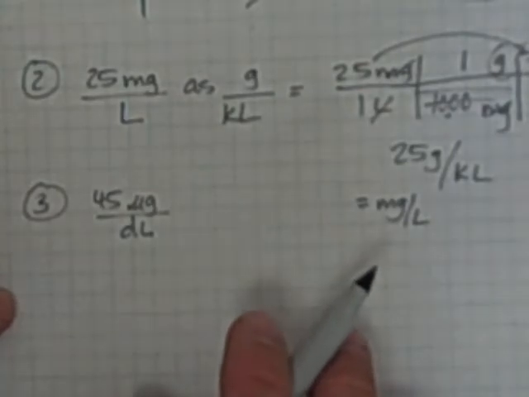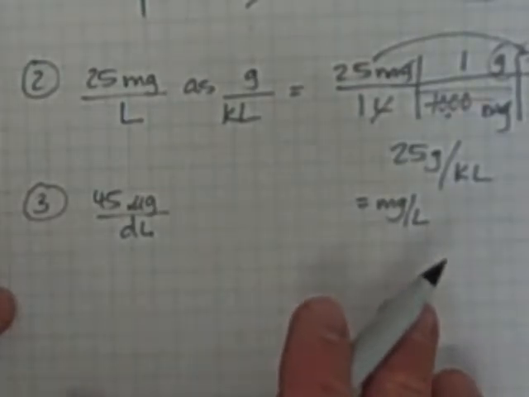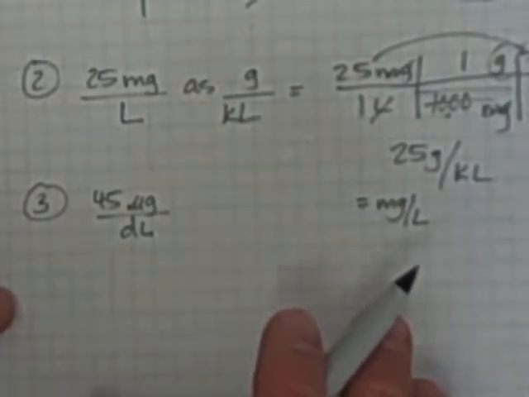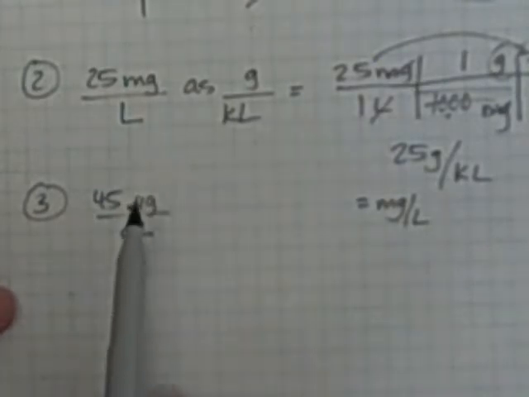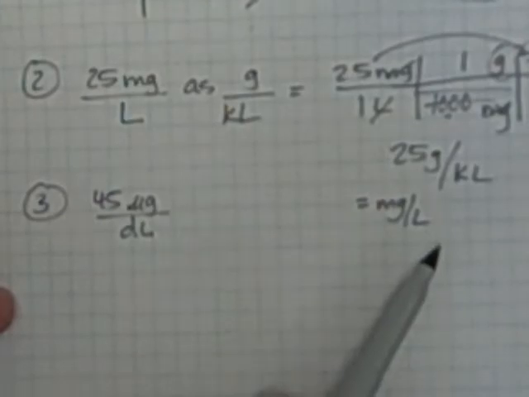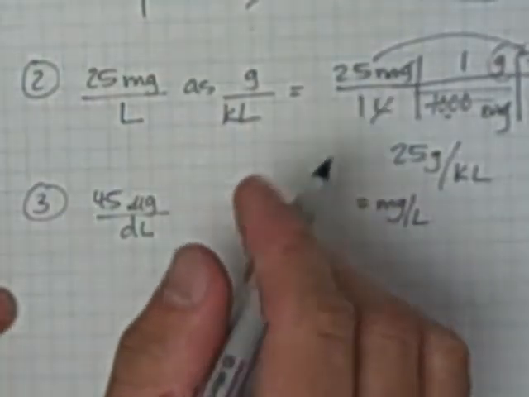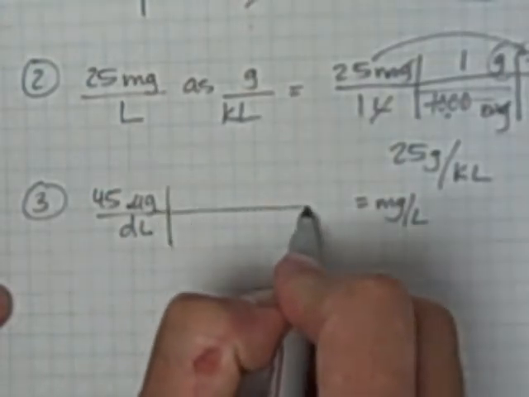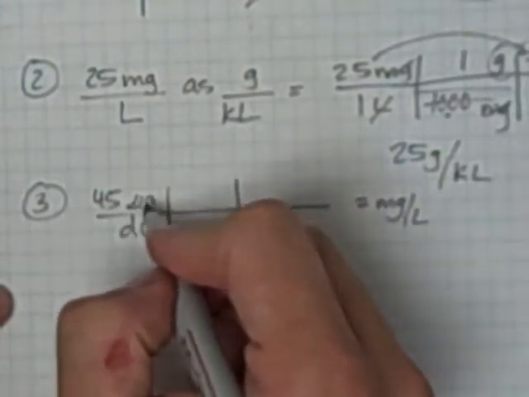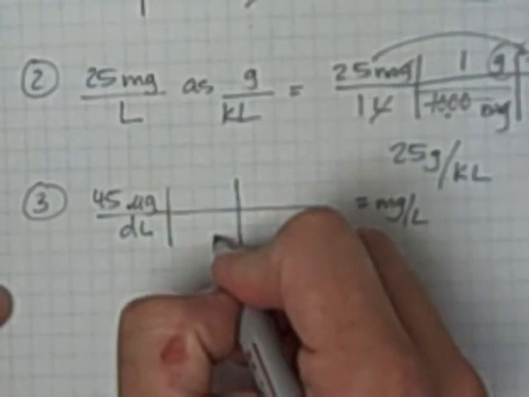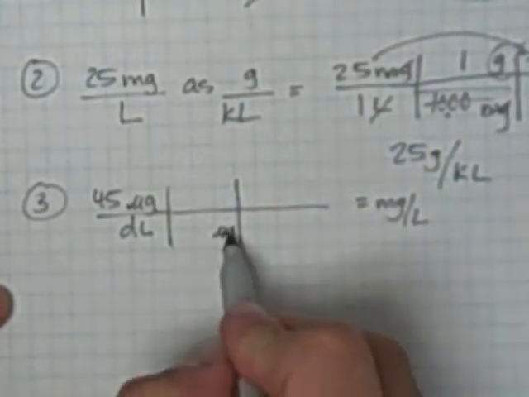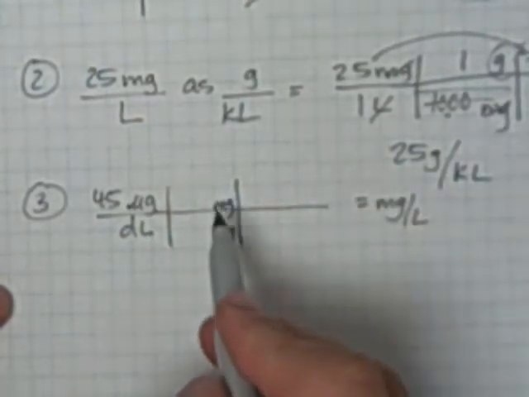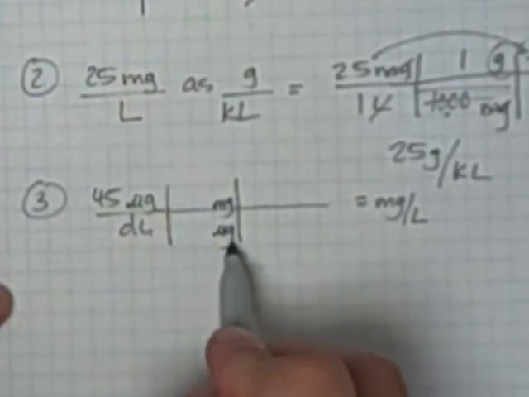So I've got 2 things that I'm adding together, and it says express the final concentration in milligrams per liter. So I'm going to go ahead and convert micrograms per deciliter to milligrams per liter. I simply set this up the same way we've been doing. I need to go from micrograms to milligrams, so micrograms on the bottom, milligrams on top, that way my micrograms can cancel out.